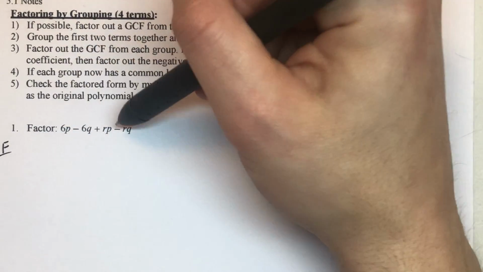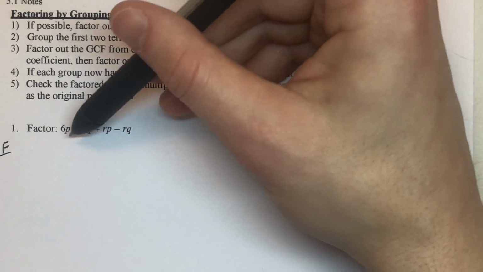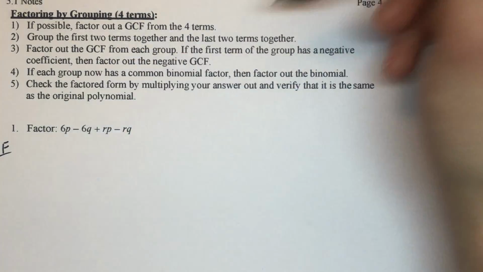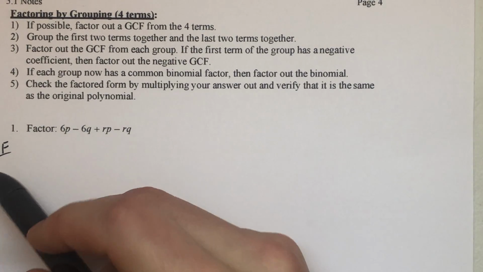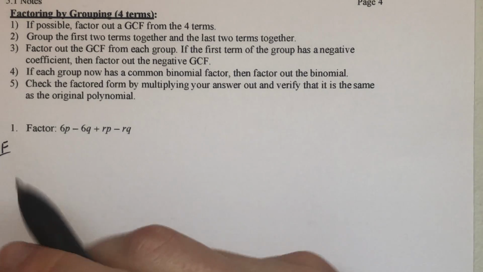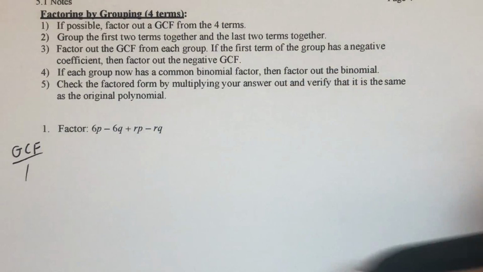Now, for 4 terms, you have to find something in common with all 4 terms. That's tougher to do. Notice I've got 6's here, but nothing here. I've got some with P's, some with R's, some with Q's, but nothing in all 4 terms. So we get a GCF of 1. Now that does not immediately make it prime. It just means the GCF didn't help us at all. So GCF is 1, but now we will use this method called grouping.